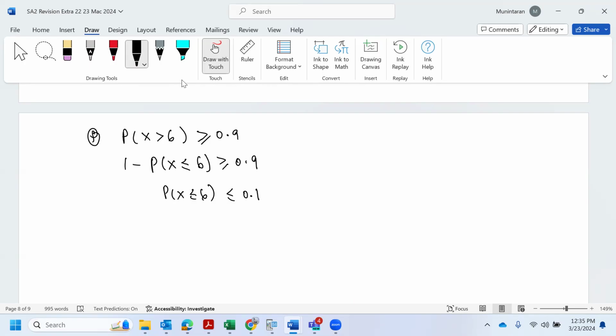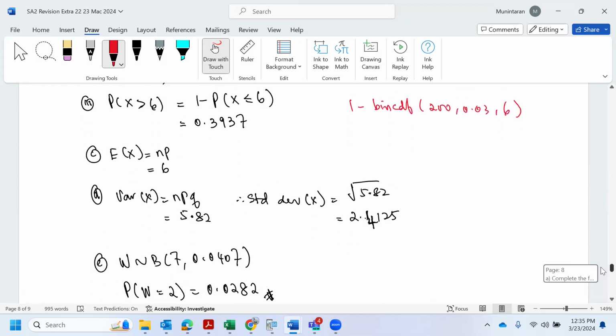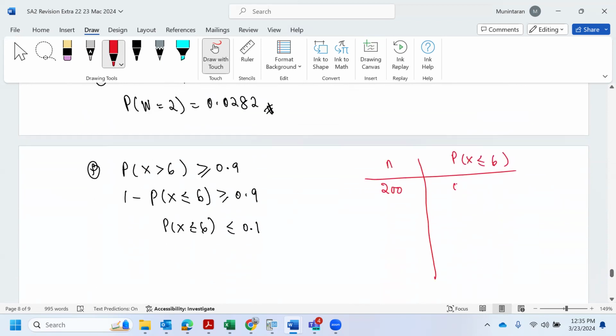So what we're going to do is simple trial and error. You're going to have your n and the probability. We know that when n is 200, which we just calculated earlier, our answer was 0.3937.